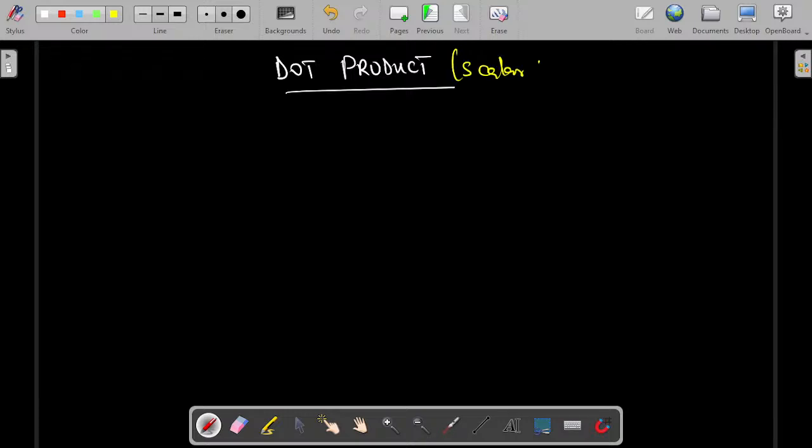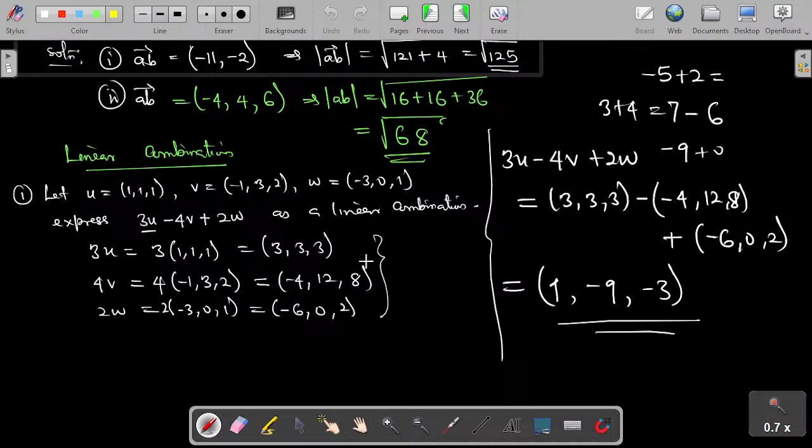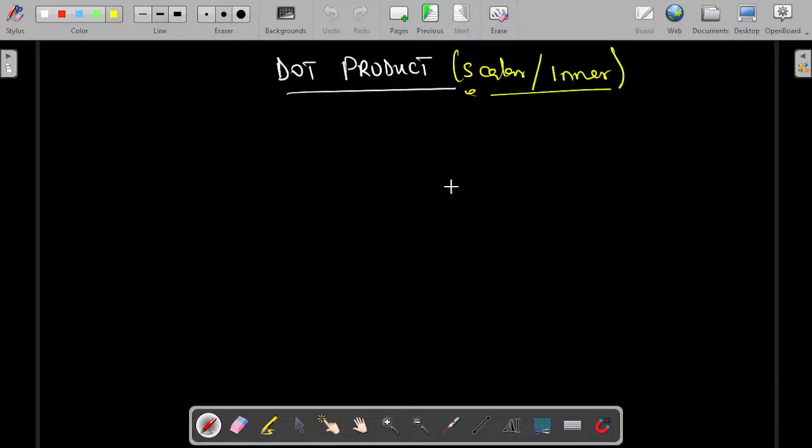Scalar product is different from scalar multiplication, and you can also call it inner product. Any of these three names. Scalar multiplication is what I just did before, where you multiply a vector by a number. But scalar product is what we are going to do now. So the difference is the name, product versus multiplication. Please take note of that so that you don't confuse yourself with the names. All right, so let's go on.